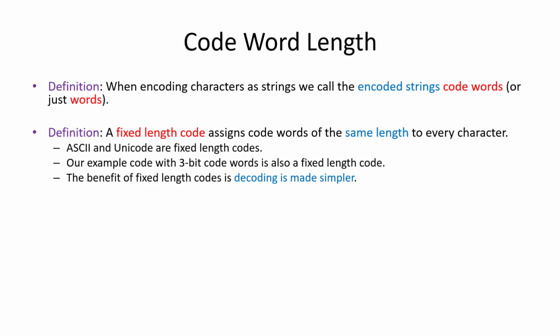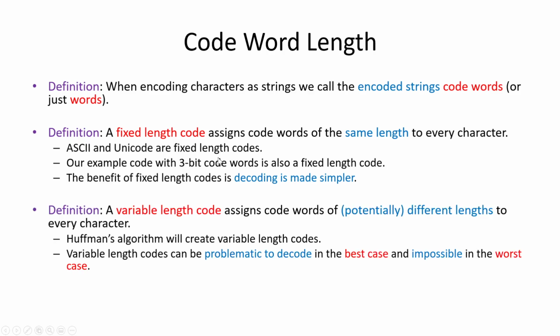Grab the next 8. Grab the next 8. Always blocks of 8. Always blocks of 3 if we're in our 3-bit code. Always blocks of 16 or 32 if we need to in Unicode. And so because of that, we default to fixed length codes. If we have a choice, why not? It's easier. A variable length code then assigns code words of potentially different lengths to each character.